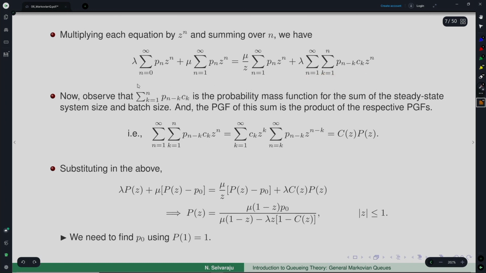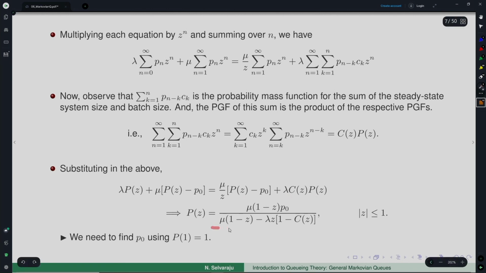So, once you substitute all these things here, what you will get is this quantity. Here mu is from n equal to 1 to infinity, because in the first equation there is no mu term. So, that means this sum is nothing but P of Z minus P naught, lambda times P of Z plus mu times this, which is mu by Z. Again here there is one term missing, so you will get this. So, this is exactly equal to lambda times C of Z times P of Z.